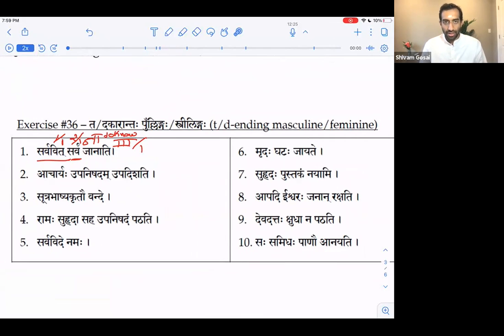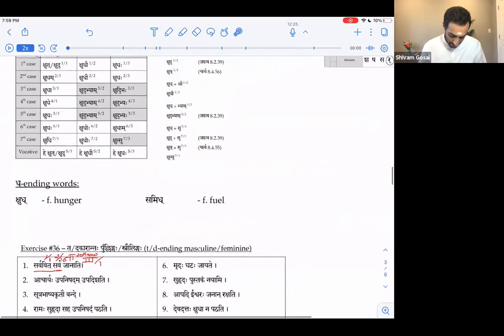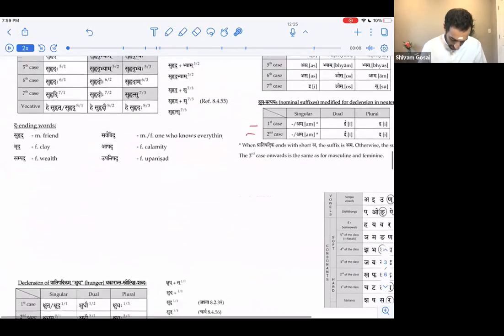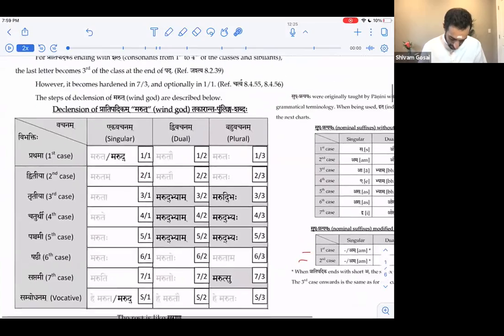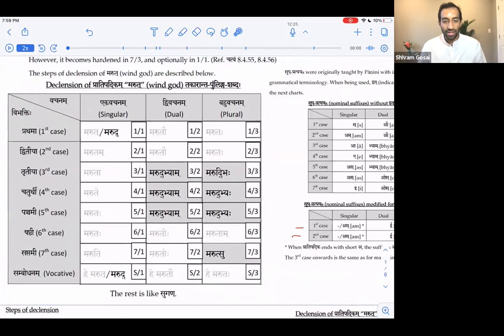Right, number three, sutra bhashya krito vande. Does this sound familiar? I hope so. So the word is sutra bhashya krit. Then we can look at a chart, just like Marut. So sutra bhashya krit, sutra bhashya krito. It can be 1-1 or 1-2 or 2-2. Sutra bhashya krito.